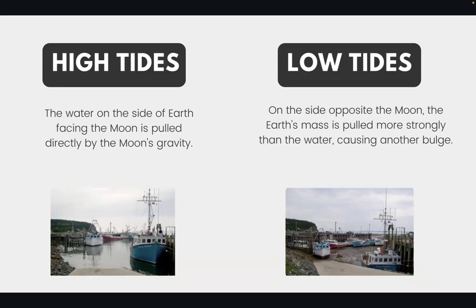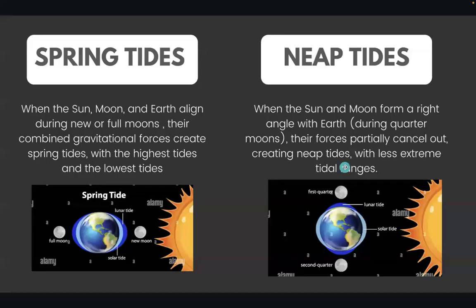But here's the twist. There is also a high tide on the opposite side of the Earth, caused by the planet's movement and centrifugal force. Between these two, we get low tide. Now, there are special interactions between the moon, the sun, and the Earth that change the strength of the tides. A spring tide is a stronger tide when the sun, the moon, and the Earth align. And a neap tide is a weaker tide when the sun and the moon form a right angle.